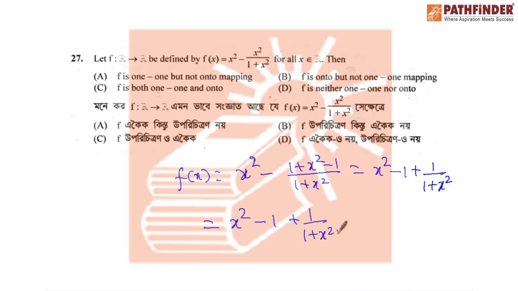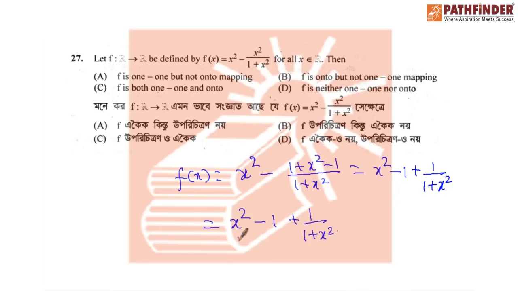F is 1-1 but not onto mapping R to R. F is onto but not 1-1 mapping. F is both 1-1 and onto. F is neither 1-1 nor onto. So first of all, f of minus x equals f of x. The function is even. That means it cannot be 1-1.